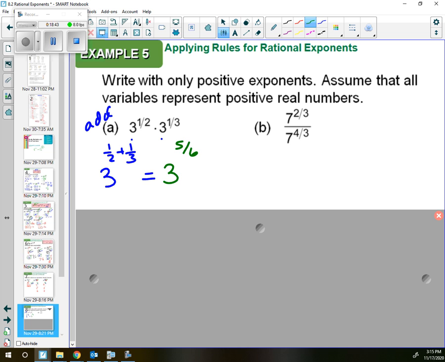Feel free, just go ahead and use your calculator. Just understand we're adding because it's the same base. So when you multiply, then we can write that over. And I could rewrite that as a radical too if I wanted to.